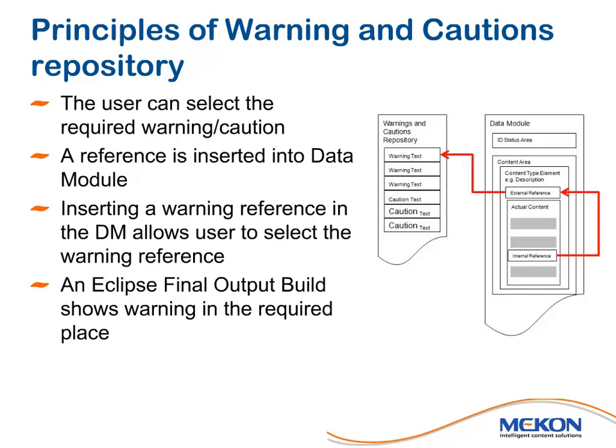You'll get a window come up on the screen asking you which particular warning that it's found in the repository. So then you say that you actually want that then. Then you need to refer to that within the data module. And you need to do that by inserting a warning reference in the data module, which then allows you to select the warning that you've referred to in the first part of the data module. And then if you use an Eclipse Final Output Build, it'll put the warning into the location where you've actually asked for it to be put.